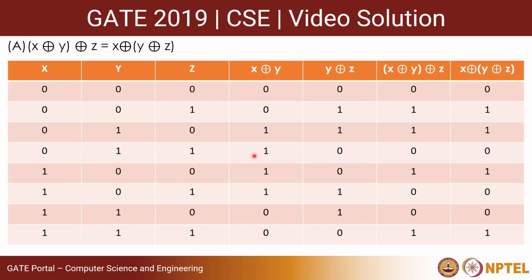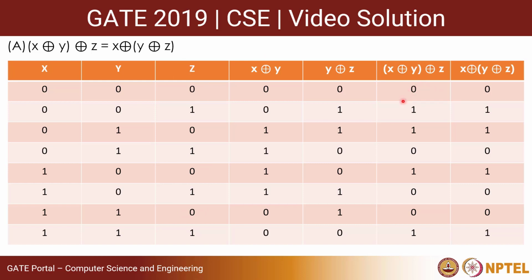0, 1, again it's 1. 1, 0, it is 1. 1, 0, it is 1. 1, 1, it is 0. 1, 1, it is 0. And Y or Z similarly is this. So if any of the bits is 1, the answer is 1. Okay. X or Y XOR Z. So the X or Y, the fourth column, XOR with Z will give me this result.